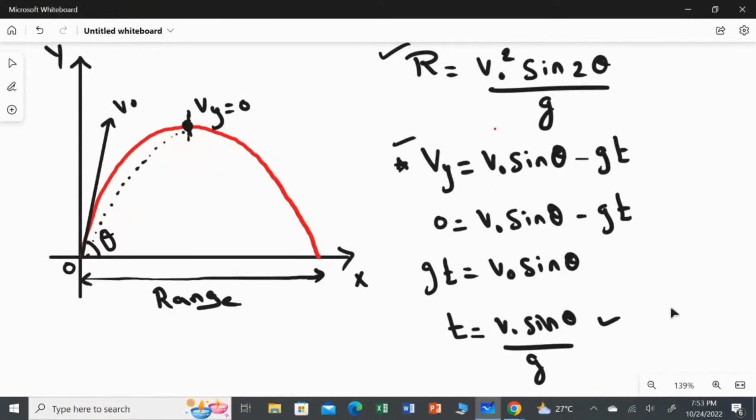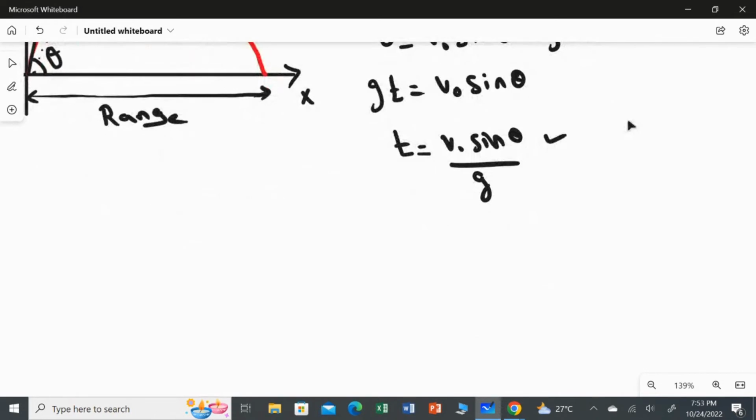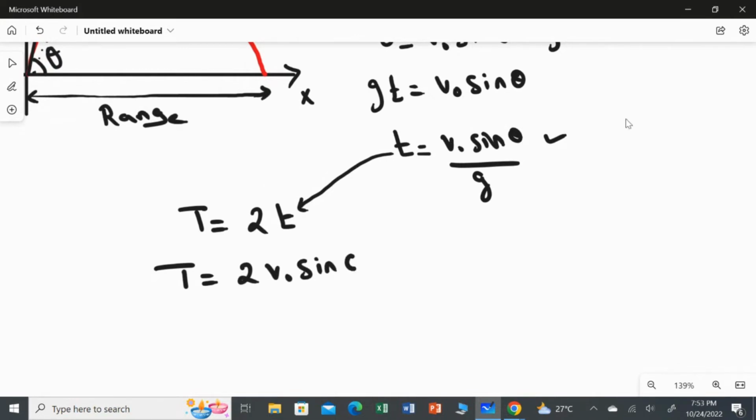Now, if you want to find the total time of flight, it will be very easy. You just simply multiply by 2, because the same time will happen on the right hand side also. So the total time of flight will be given by the relation capital T, which is equal to 2 times small t. Now I'm going to substitute this equation here. By that, the total time of flight will be equal to 2 times v naught sine theta over g.